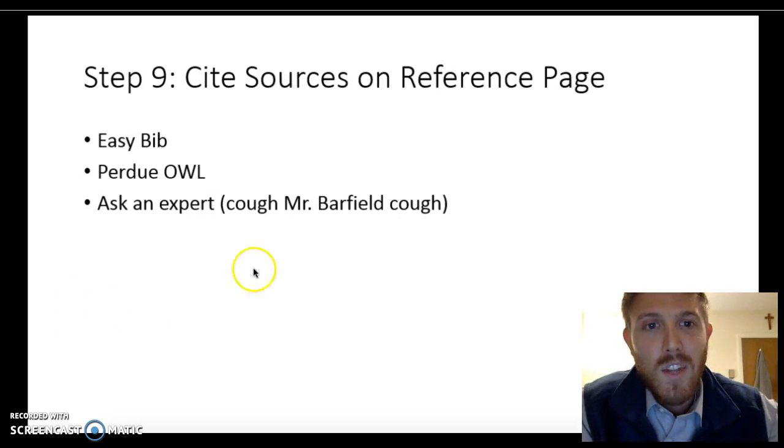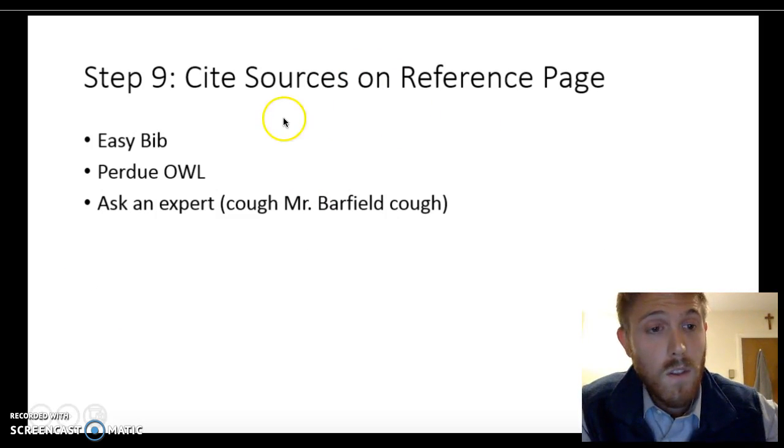Step 9, you need to cite your sources on a reference page. If you need help doing this, there's tons of websites out there that can help you, like EasyBib, Purdue OWL, other English teachers that know MLA stuff. You can watch my other video on how to cite things in MLA. I don't need to go through that again. And then I did have a step 10 because I like when lists are in nice even sets of 10.